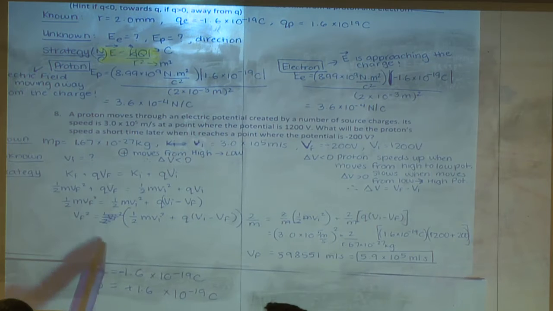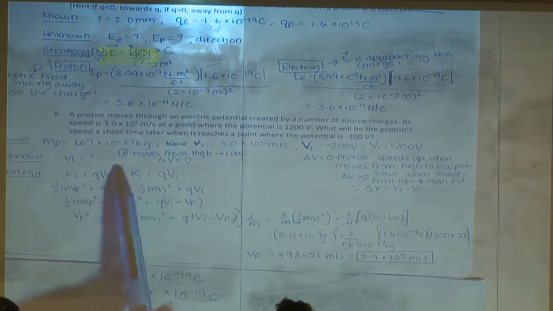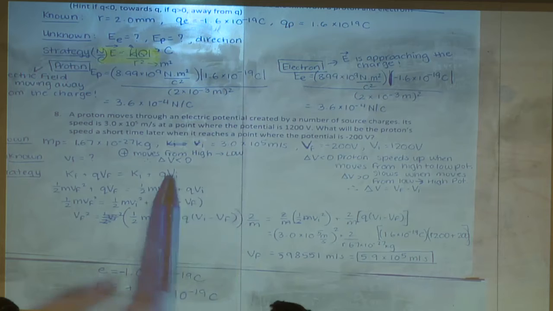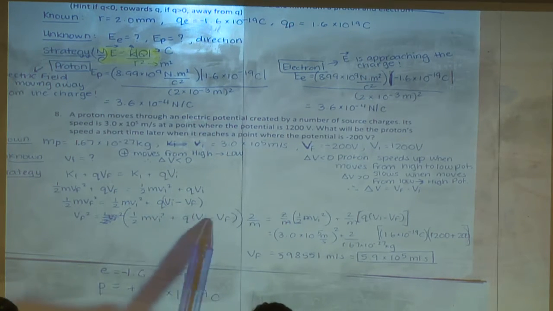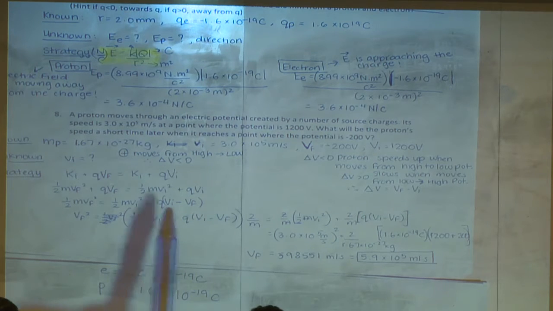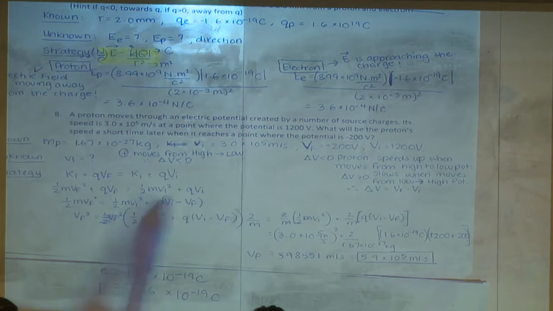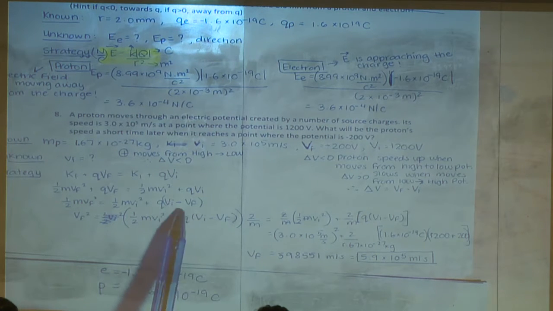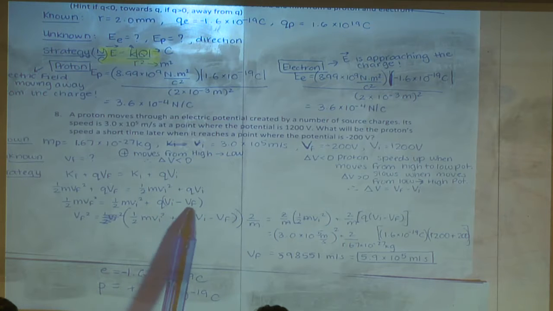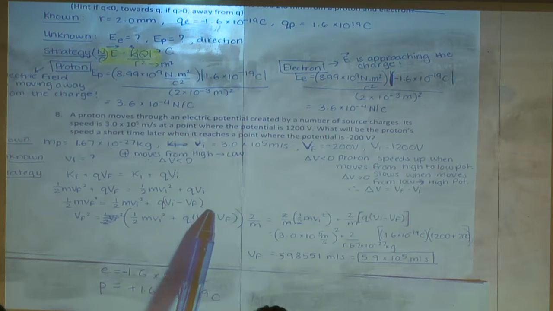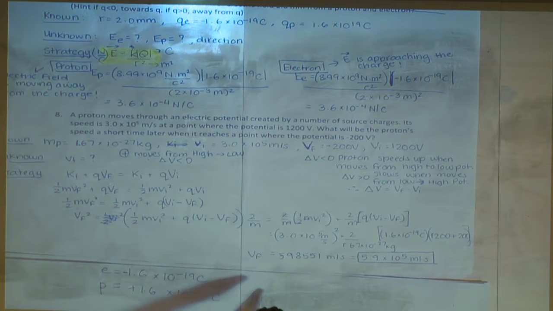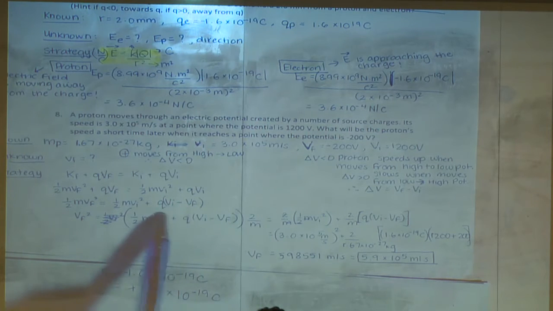But just know that since the proton is moving from high potential to low potential, we know that our change in electric potential has to be less than 0. Therefore, if you see right here, the way I arranged the final and the initial voltage is Vi minus Vf. Therefore, we know that the initial is larger than the final, so we're going to have a negative change in electric potential, right? So be mindful of that right here.